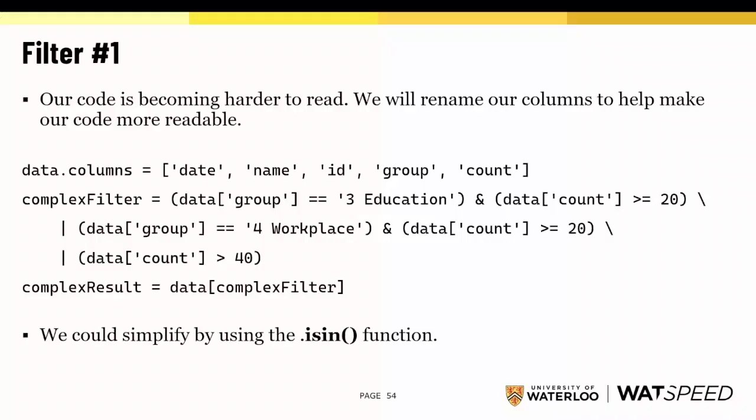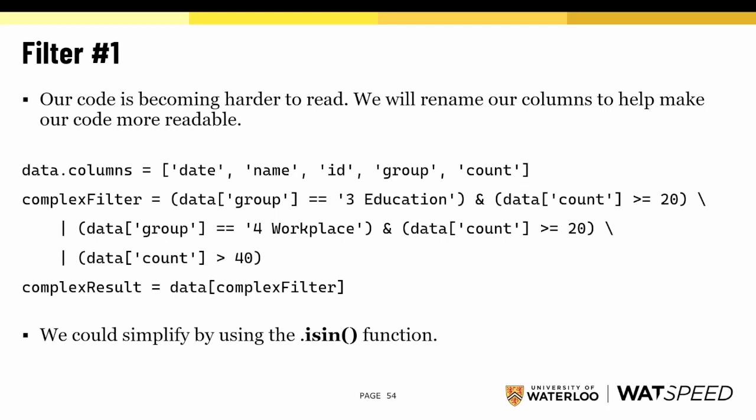So to recap, here's our complete filter condition. For readability, we first renamed our columns. Then we created our filter. Our filter was give us rows where the group is equal to education and the count is greater than or equal to 20. Or give us rows where the group is equal to workplace and the data count is greater than or equal to 20. Or give us rows where the count of outbreaks is greater than 40.